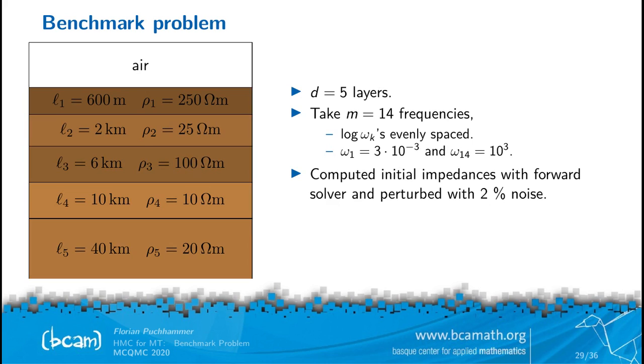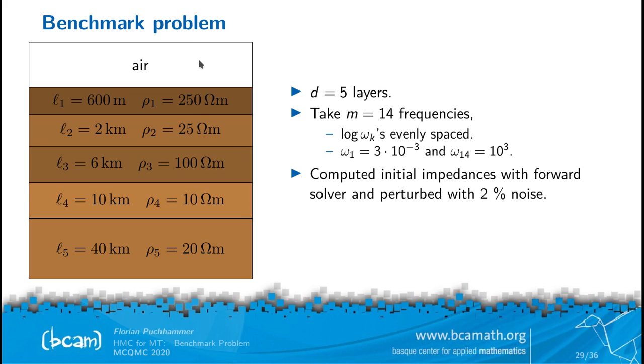So we have 5 layers. It's quite low dimensional still. We measure at 14 different frequencies, and we choose them such that the logarithms are evenly spaced. And for our initial measurements, we just put the entire setting into the forward solver and perturb the result by 2% noise. And this is what the benchmark problem now looks like.